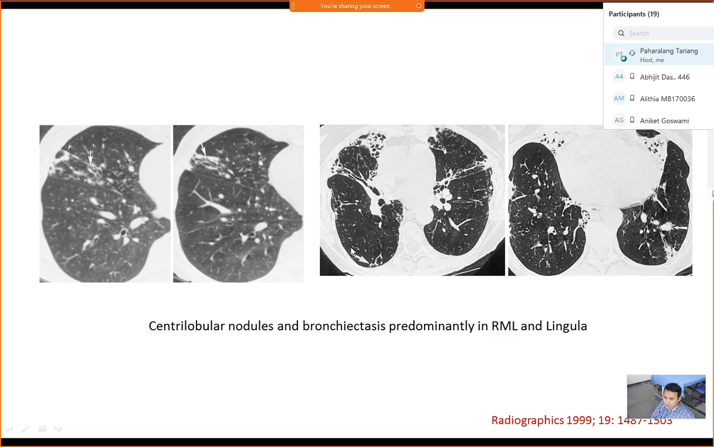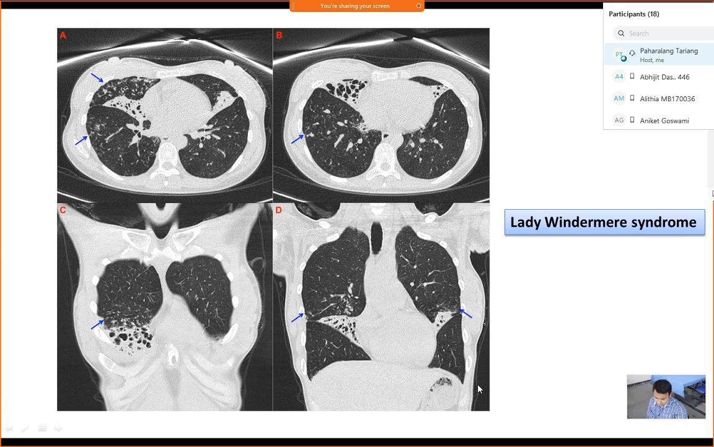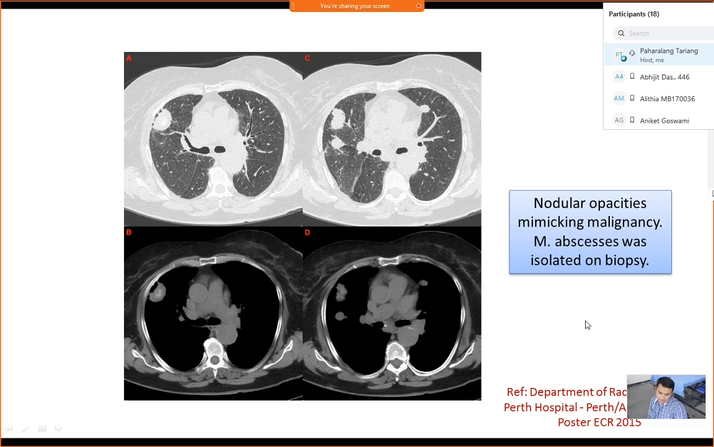Okay, so this is what we call the Lady Windermere syndrome, where they can develop either a right middle lobe or a left lingular bronchiectasis or nodular infiltration. Here you can see it extensively in the medial segment of the right middle lobe, and here both the medial and the lateral segment of the right middle lobe are involved. So this is the radiological picture of the so-called Lady Windermere syndrome.